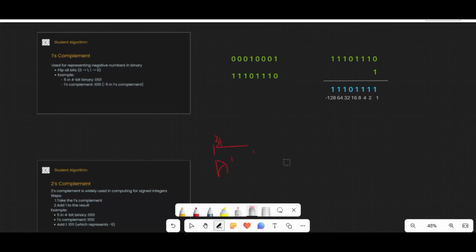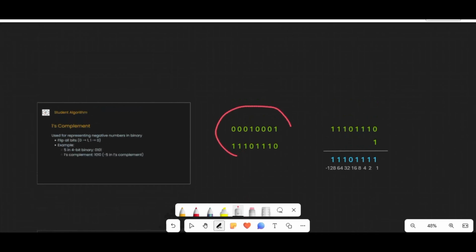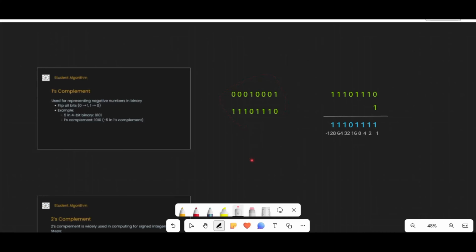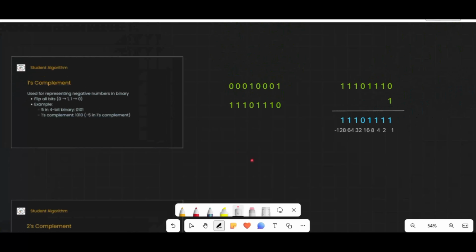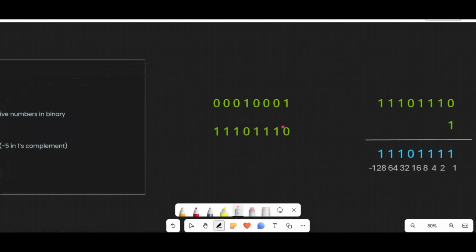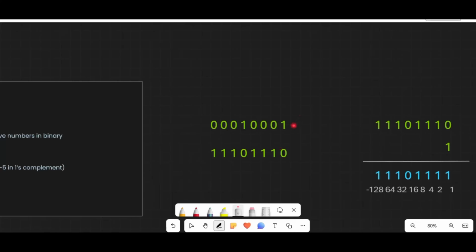Firstly, we have 1, 0, 1, 0 and so on. To convert the number into a negative number, first we need to convert it into the ones complement. Ones complement is nothing but, if you have a 1, convert it into 0; if you have 0, convert it into 1. So you need to flip the bits. For example, x can be converted into 1 minus x.